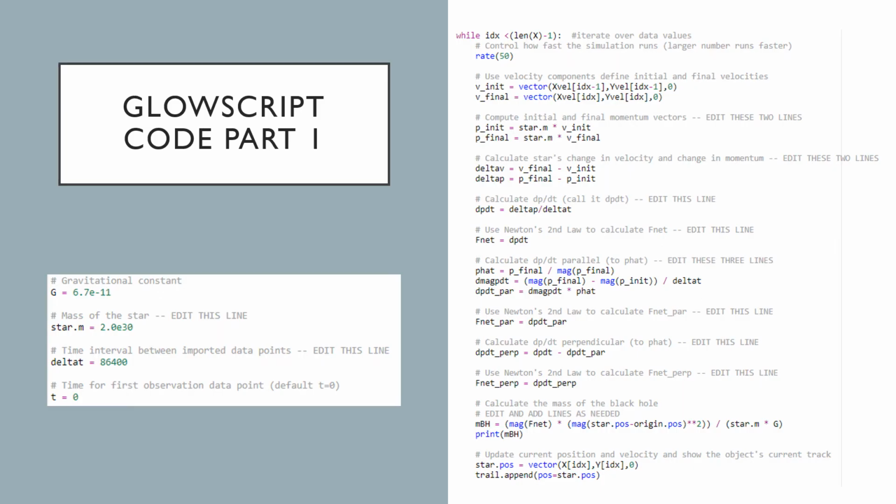Here on the left, we see the initial conditions for part one. We have G, the gravitational constant, the mass of the star, which was given to be 2 times 10^30, and delta t, which is 1 day, or 86,400 seconds. And then on the right, you see we find the initial and final momentums, which is used to find delta p and then dp/dt by dividing by time. And then the net force is equal to dp/dt, which is then used to find the Fnet parallel and Fnet perpendicular, which were used for the vectors in the model. And then at the bottom, we have the mass of the black hole, which is found using the force of gravity equation rearranged to solve for mass.